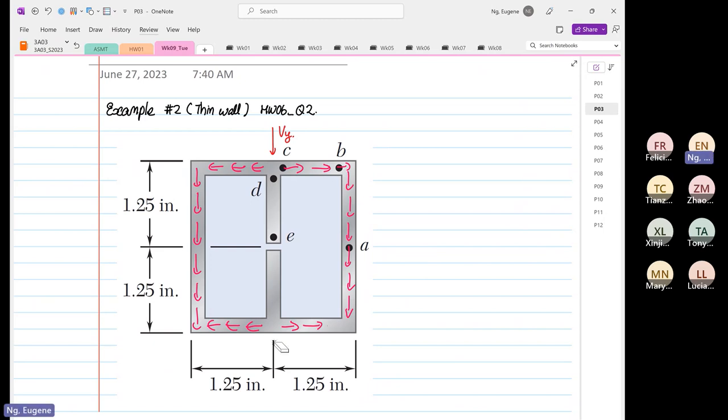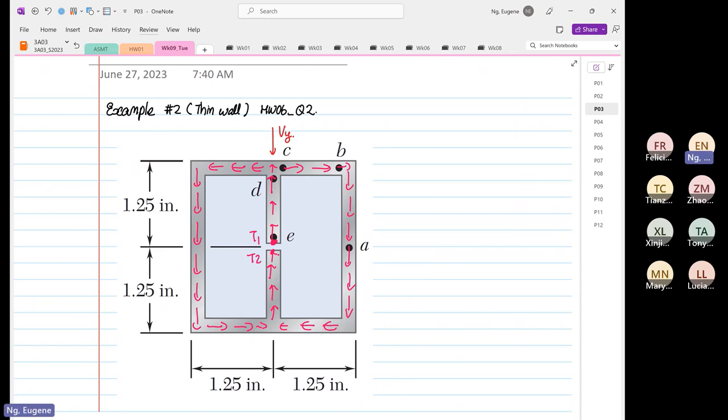Hey, wrong direction. The bottom part is flow towards center. And then it goes back up. And then this one will go upwards. So we realize that over here, you have your T1, and over here is your T2.